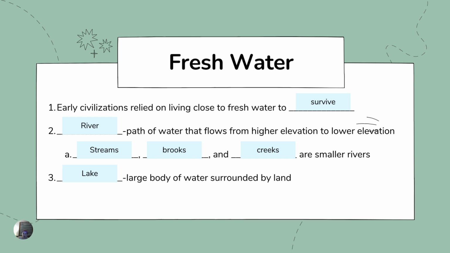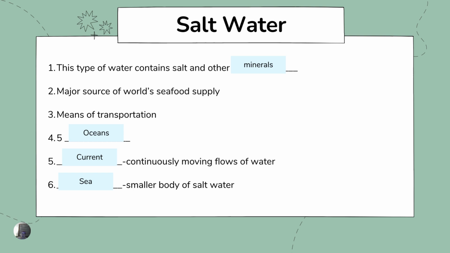Sometimes you'll also notice that all of these things that we're talking about don't exist during long periods of drought or when there's no water, or no precipitation. And the last one there is a lake, which is a large body of water that is surrounded by land. And then the other type of water that we find on Earth is salt water. This type of water contains salt and other minerals. It is a major source of the world's seafood supply and a means of transportation.